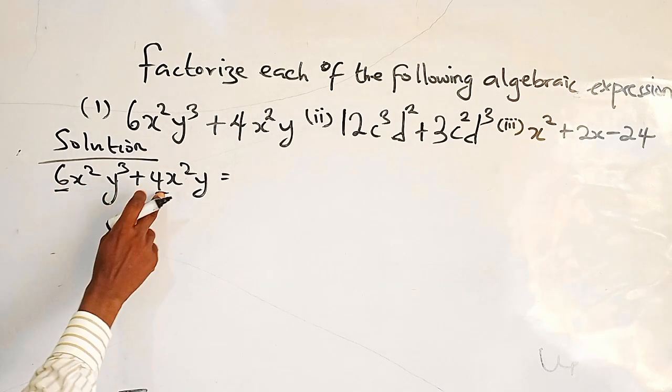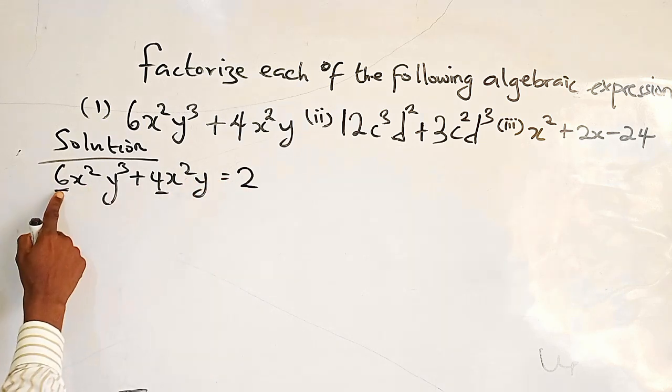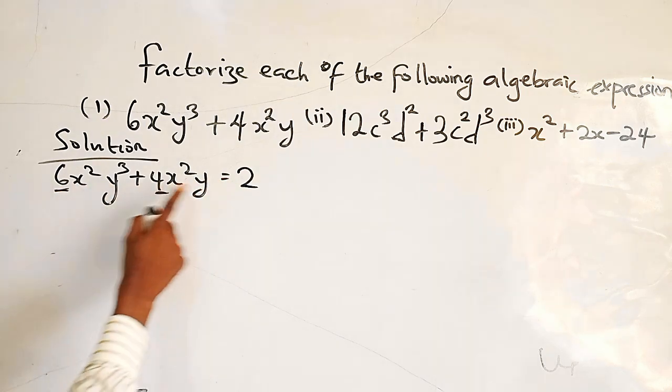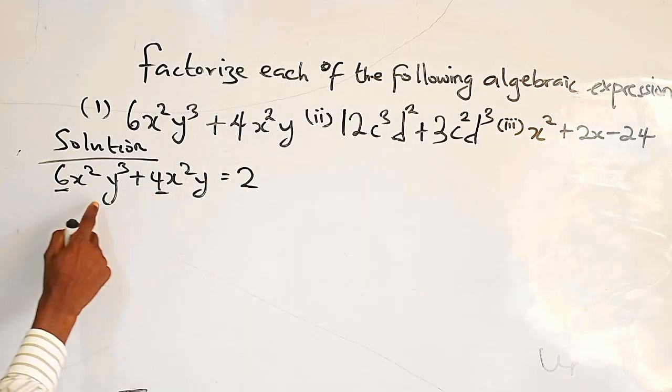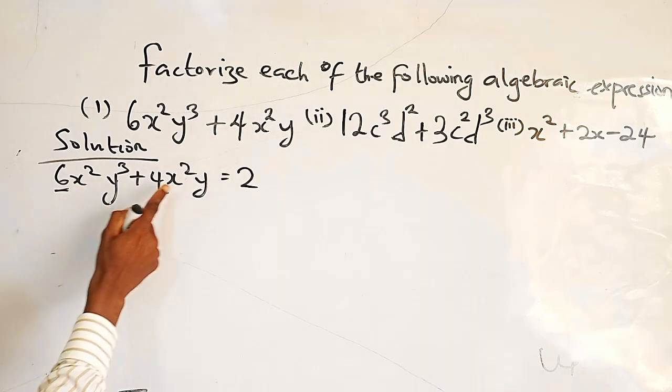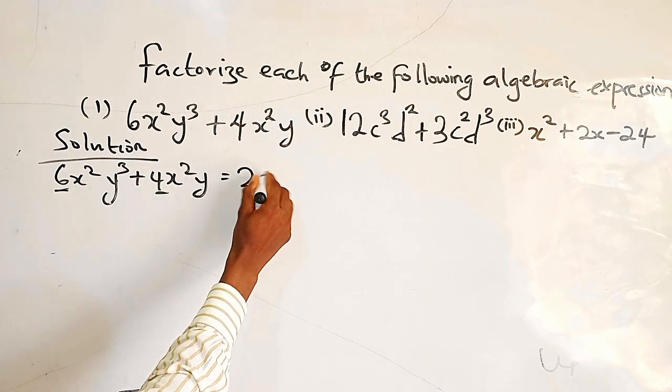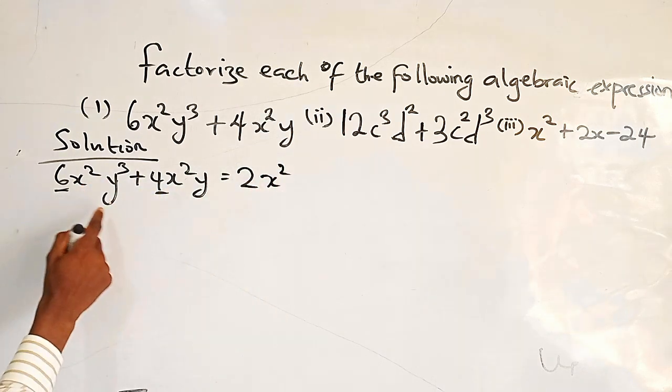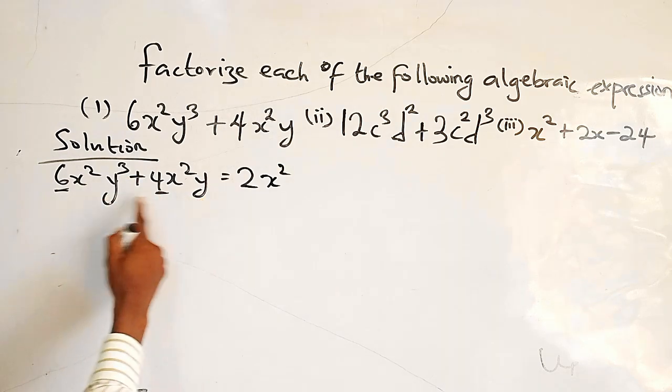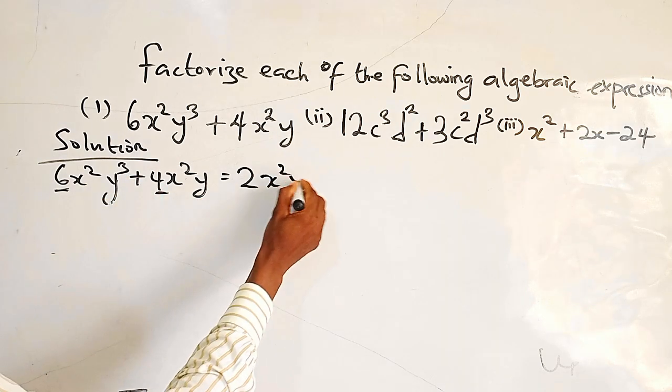So 6 and 4, 2 is common. When I say 2 times 3, I have 6. When I say 2 times 2, I have 4. When I look at the letters, I have s squared and s squared, so I can bring out s squared, it is common. When I look at y cubed and y, I can bring out just y.